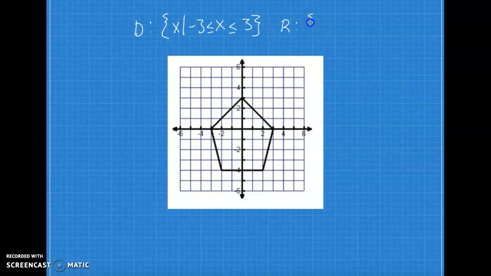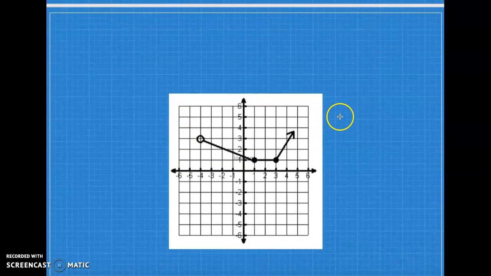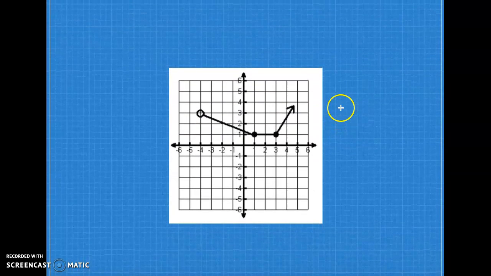My range then, the lowest my graph goes is -4. -4 less than y less than. The highest my graph goes is 3. And it actually hits both of those. Awesome. All right, let's go to the next one. Go ahead and try that one.